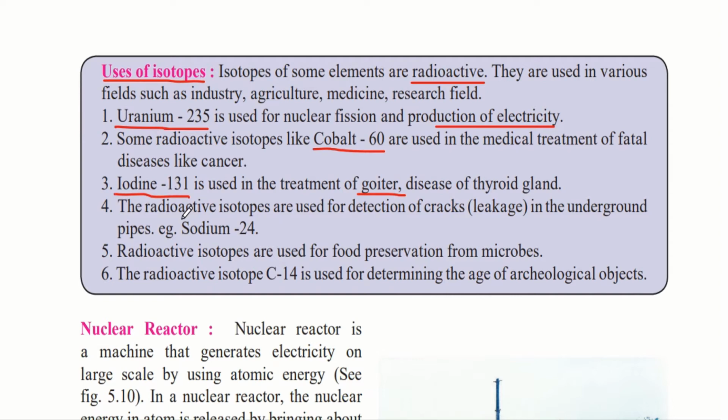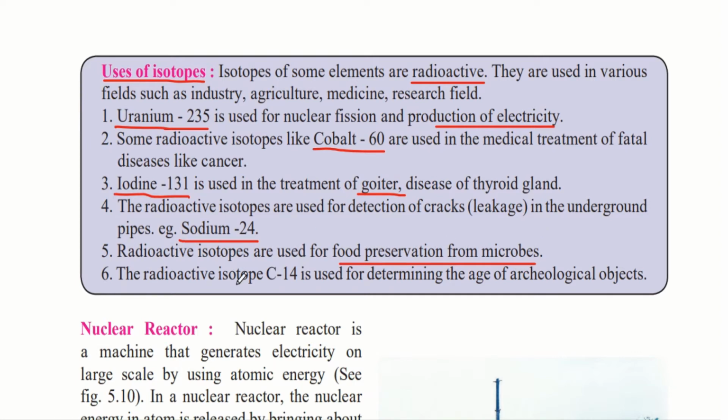The radioactive isotopes are used for detection of cracks or leakage in the underground pipes. The radioactive isotope of sodium-24 is used for this purpose. Radioactive isotopes are used for food preservation from microbes, because these radioactive elements can kill the microorganisms that are present in food, and therefore the food can last longer without getting spoiled.